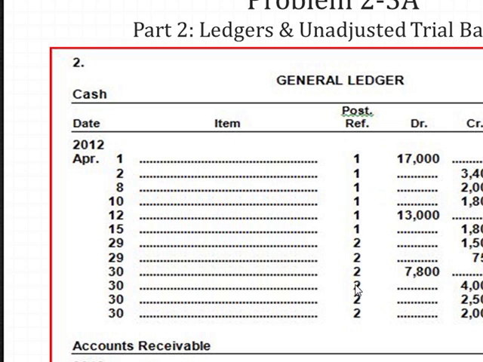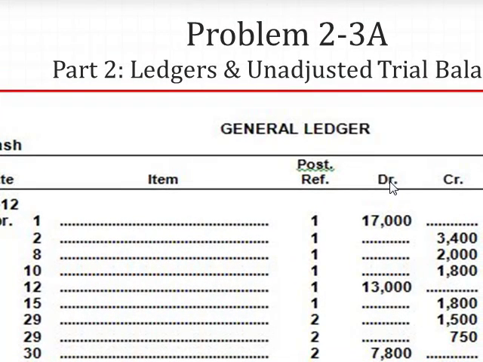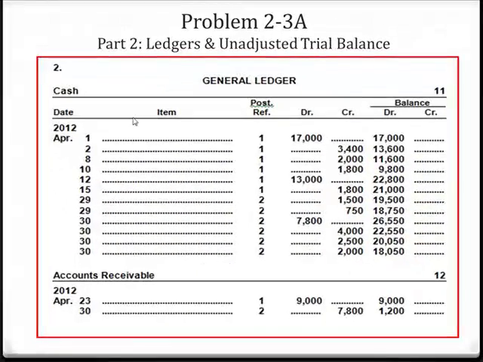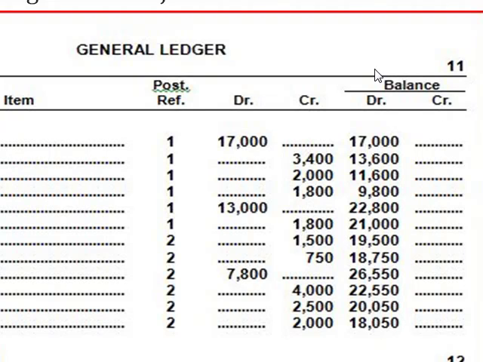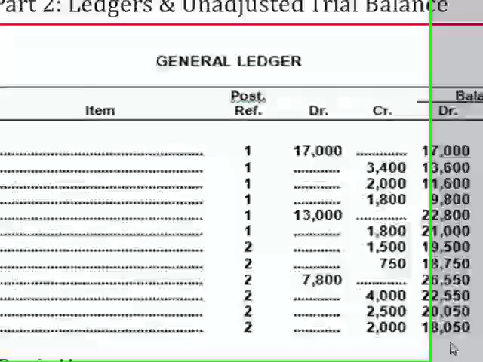Post-reference refers to the journal pages that the particular transaction can be found on. The first debit and credit column is for what happened in the actual journal entry for that particular account only. And then the second debit and credit column for the balance is to run a balance for this particular account.